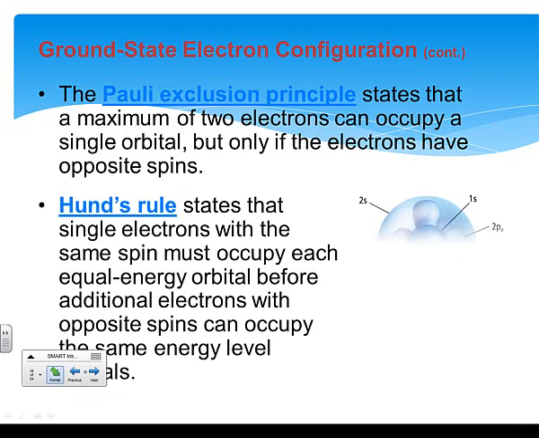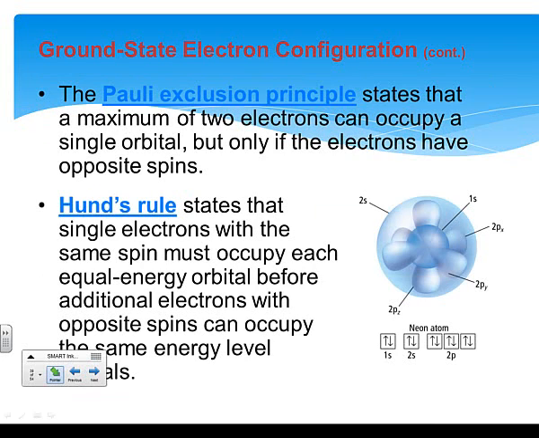Okay, so now there are 2 more principles so that I can put it all together for us as we learn how to build up our electron configurations and know our quantum numbers and our sublevels and our orbitals. You have 2 other principles or rules. The first one is the Pauli exclusion principle. It states that a maximum of 2 electrons can occupy a single orbital, but only if the electrons have opposite spins. That will come into play when we do our orbital diagrams, which I'm going to show you.